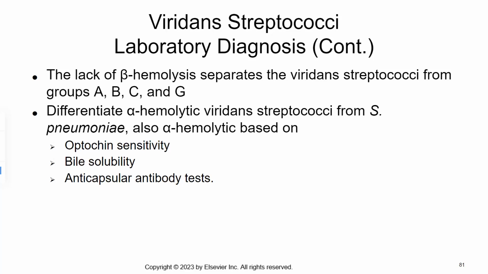The lack of beta hemolysis separates the viridans strep from the groups A, B, C, and G. Differentiate alpha hemolytic strep from S. pneumoniae, also alpha hemolytic, based on optochin sensitivity, bile solubility, and anticapsular antibody tests.